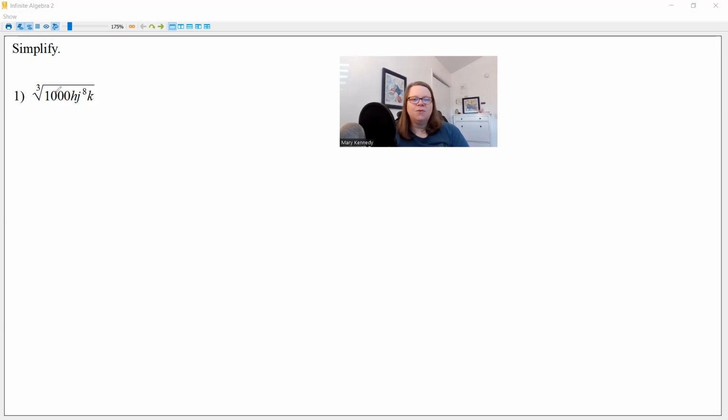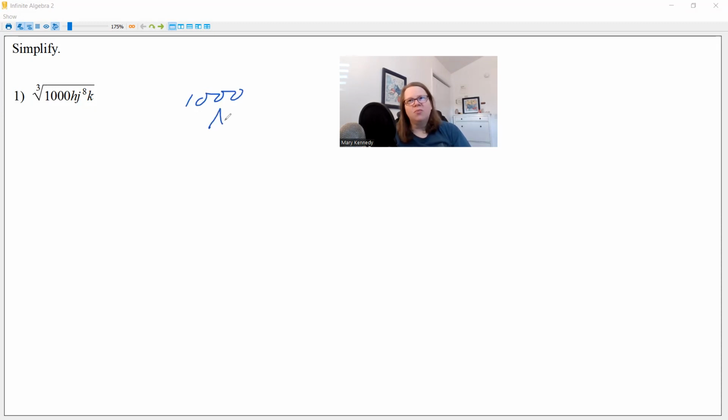This is called a cube root, and instead of a square root, it wants you to find something that can be multiplied by itself 3 times in order to find the root of that thing. So we'll start with the number, just like with a square root.